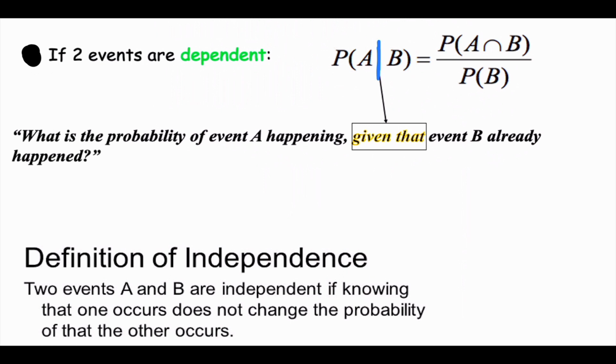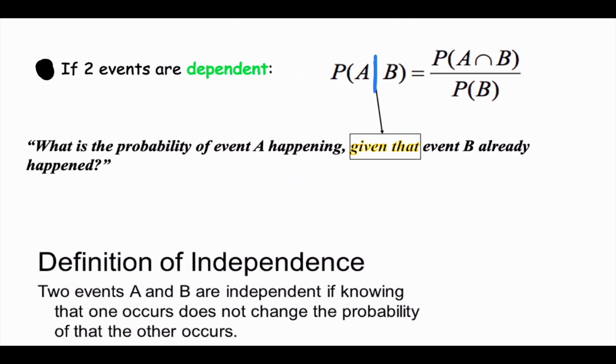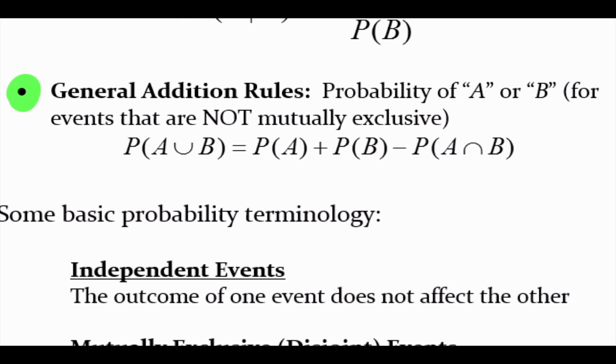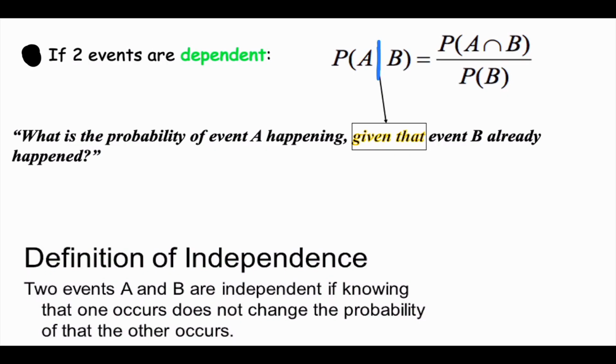Again, remember how I told you last set of notes, what was the most important word that we've covered so far in chapter 5? Or, two letters, smallest word. Or tells us we use this formula here, the or formula, the general addition rule. Or is the most important thing so far. I'm going to add another one to that list: given that. A phrase this time, given that.